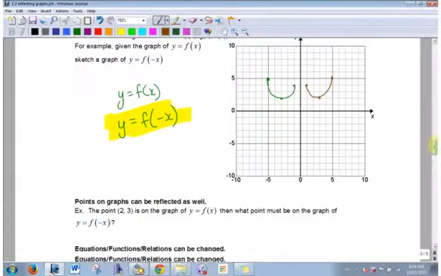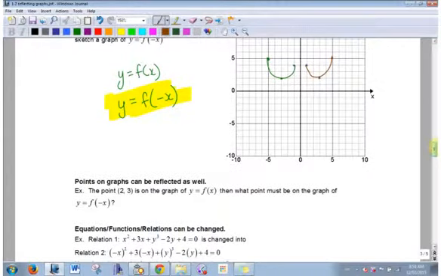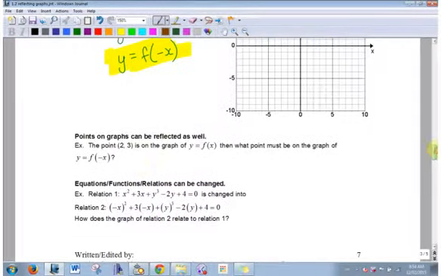Okay? I didn't plan on making a strange picture there, by the way. Okay. This point then, on y equals f of x, if I do that transformation on it, what is the new point? Does the domain change? Does the range change? No.